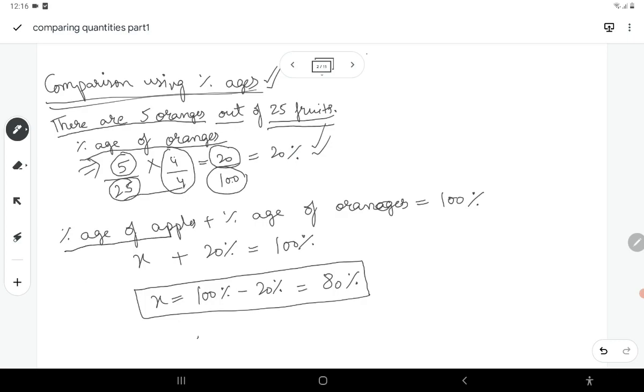Also we know that the percentage of apples plus the percentage of oranges would be equal to 100%, as the total gives 100%. So let the percentage of apples be x, and the percentage of oranges we have found now is 20%, so x plus 20% is equal to 100%. So x would be equal to 100% minus 20%, which gives us 80%. So the percentage of apples is 80% and the percentage of oranges is 20%.